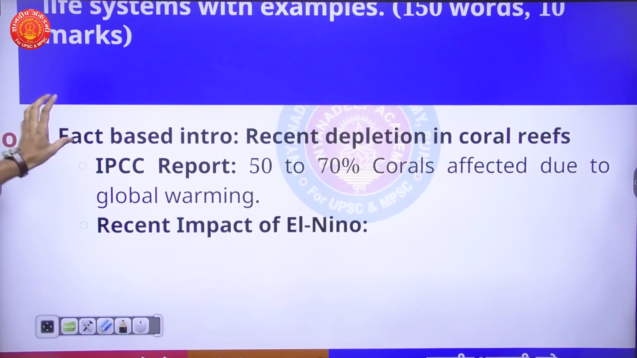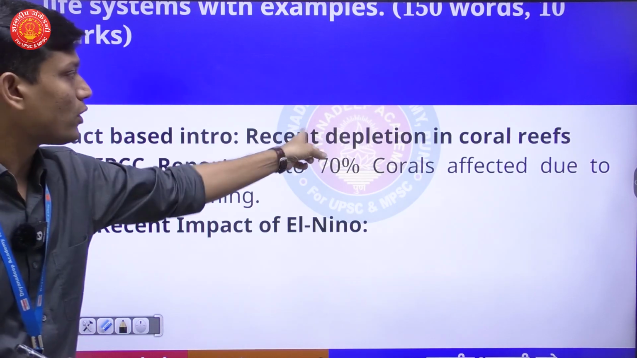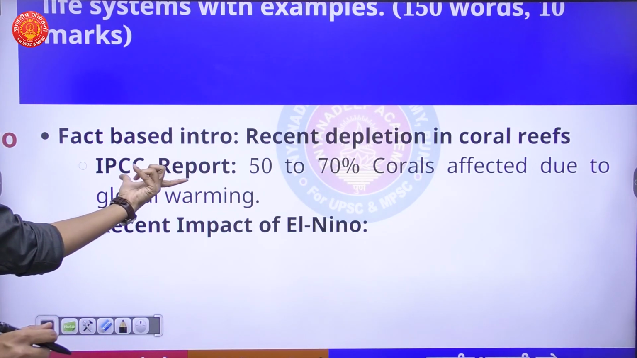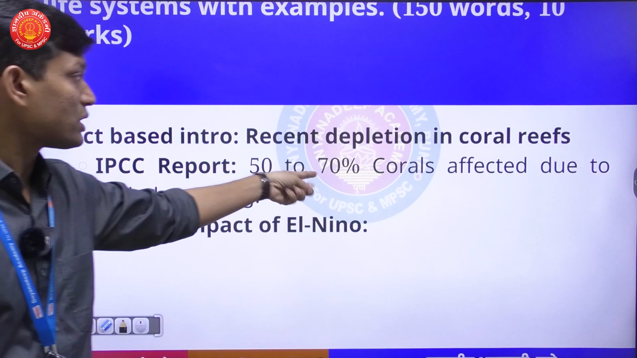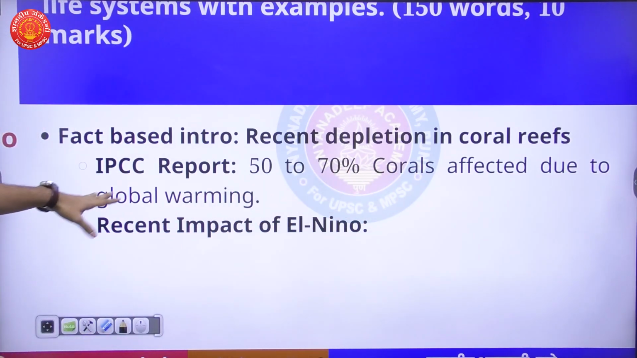I have a fact-based introduction. I can either go for recent depletion of coral reefs. I have one IPCC report where I'm talking about 50 to 70% corals are affected due to global warming.